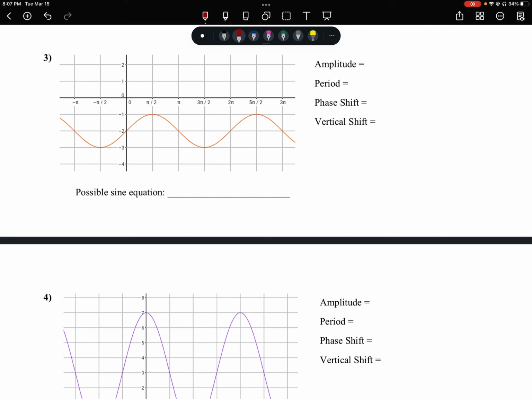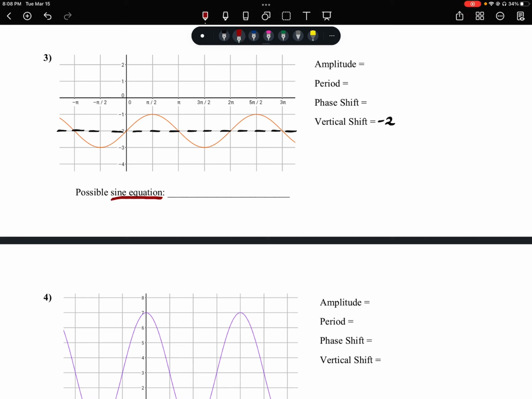Let's look at number 3. This one's only asking for possible sine equations. As we look at it here, it's obviously got a vertical shift to it. Since we have a sine equation, we know that right now this is where our midline would be, running right through the middle. So that tells us that our midline is at -2, so we have a vertical shift of -2.